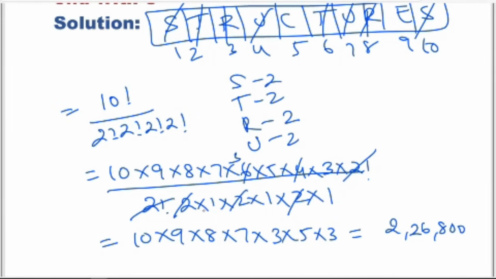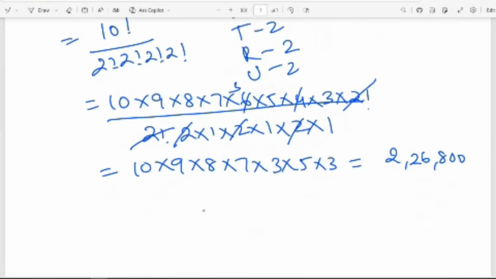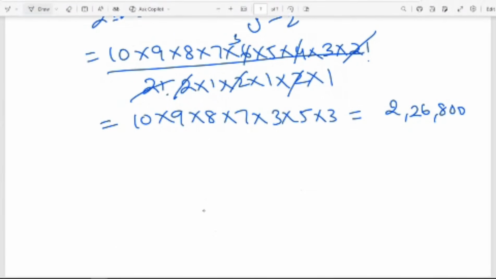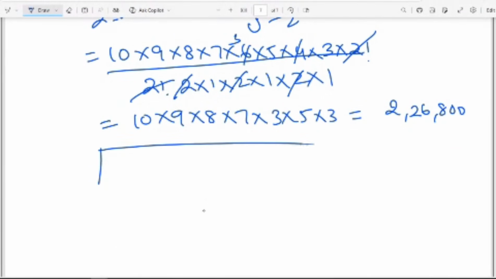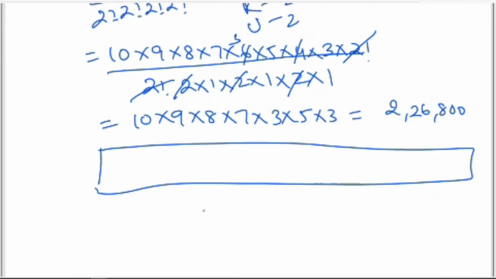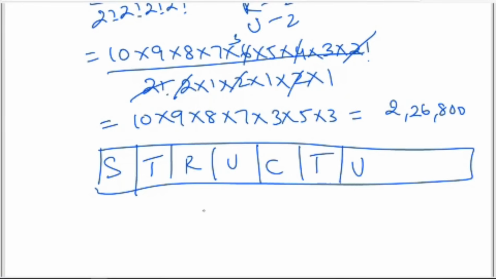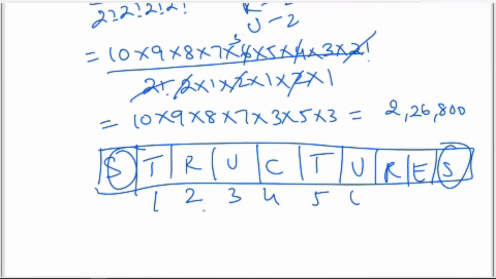Now in the next question, he is asking for the arrangements where the starting and ending letter is S. So how many can we arrange? In STRUCTURES, you should leave this S and S, and calculate for the remaining letters. Certainly 1, 2, 3, 4, 5, 6, 7, 8, so 8 factorial divided by the repeated letters.